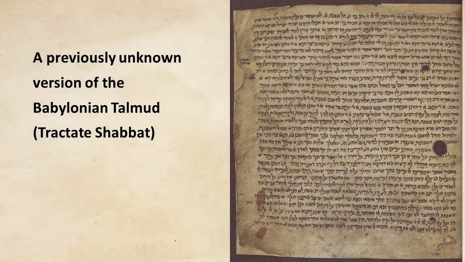A previously unknown version of the Babylonian Talmud. Yeah, Tractate Shabbat. Very good. So an unknown version. So there are different versions. Now everything is standardized in Jewish tradition. Look, the further we go in history, the longer things are used, the more standardized they become.